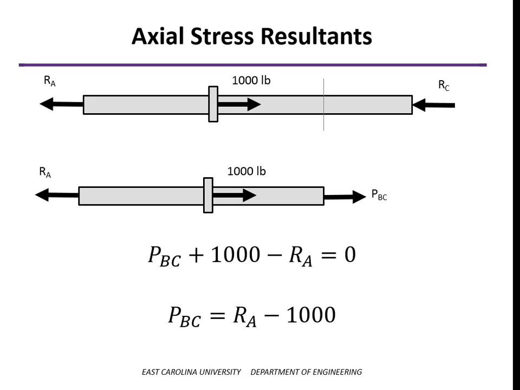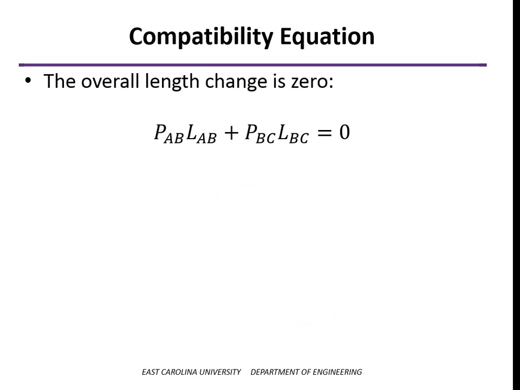But again, that makes sense. If we put the 1,000 pound force in the middle, constrain both ends, we're going to be putting AB in tension, BC in compression. AC then is going to get longer, BC is going to get shorter, but the overall length change has to be equal to 0.